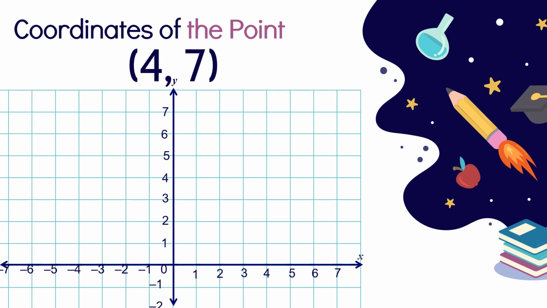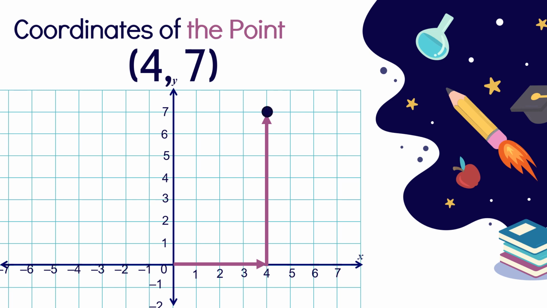And the second coordinate indicates the vertical movement, that is up or down. For us to locate the point (4, 7), 4 tells us how far to move along the x-axis. So we count 4 steps in the positive x direction. The second number in the pair, 7, tells us how far to move in the y direction. So we count 7 steps in the positive y direction. Now we have reached the point that represents the pair of numbers (4, 7).